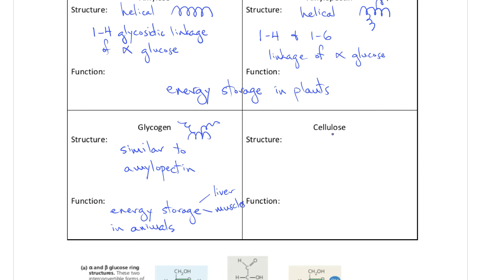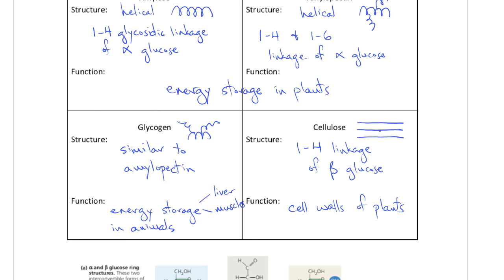In contrast, cellulose is a structural molecule. It makes up the cell walls of plants. In fact, if you wear a cotton shirt, you're wearing cellulose. It is formed by 1,4 glycosidic linkage of beta glucose. And that small difference means that it's not helical, but it's actually flat. And so the 1,4 linkage forms these fibers like this. I'll show you those below.